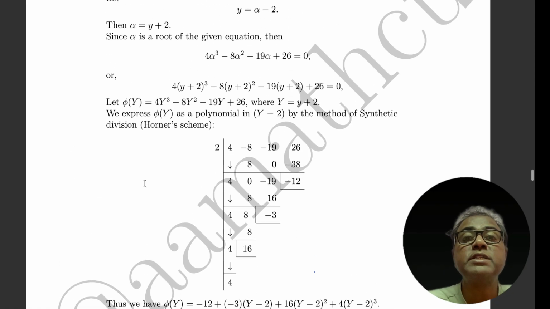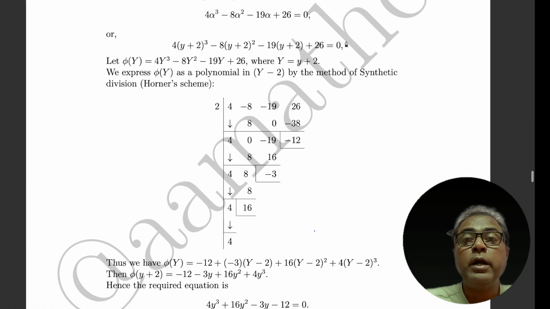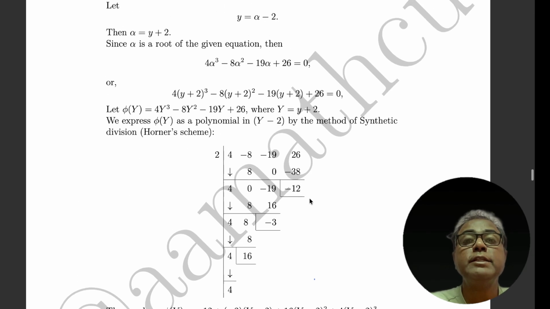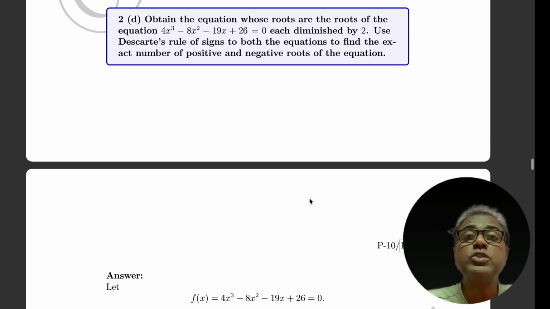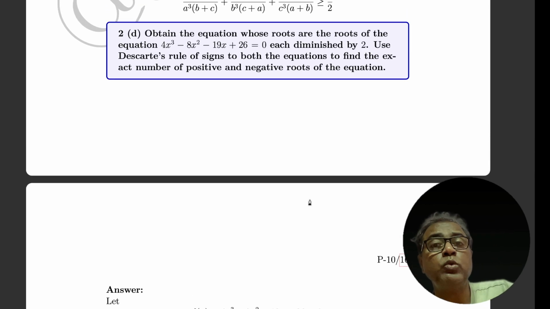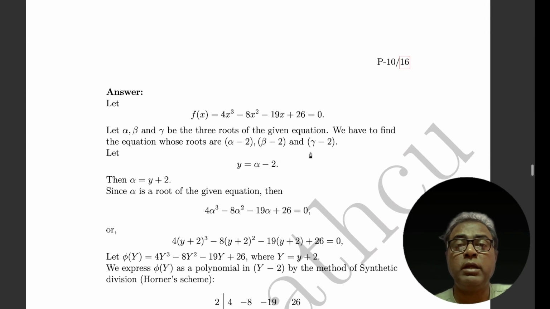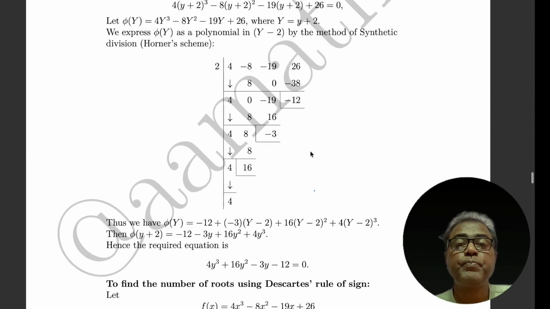So this expression, 4y plus 2 whole cube, and this equal to 0 simply reduces to this expression, minus 12 minus 3y plus 16y square plus 4y cube, that is 4y cube plus 16y square minus 3y minus 12 equal to 0. And this is the required equation whose roots are diminished by 2. If the roots of this equation are alpha, beta, gamma, then the roots of this equation are alpha minus 2, beta minus 2, and gamma minus 2.